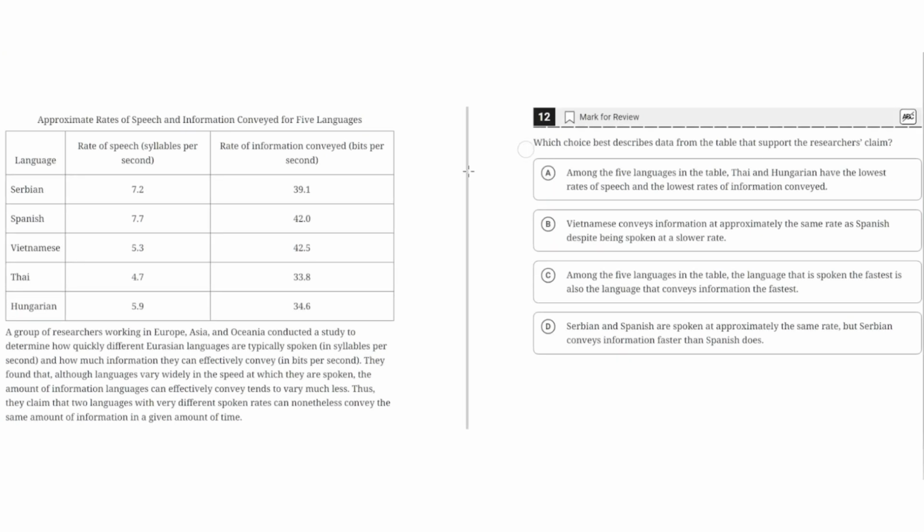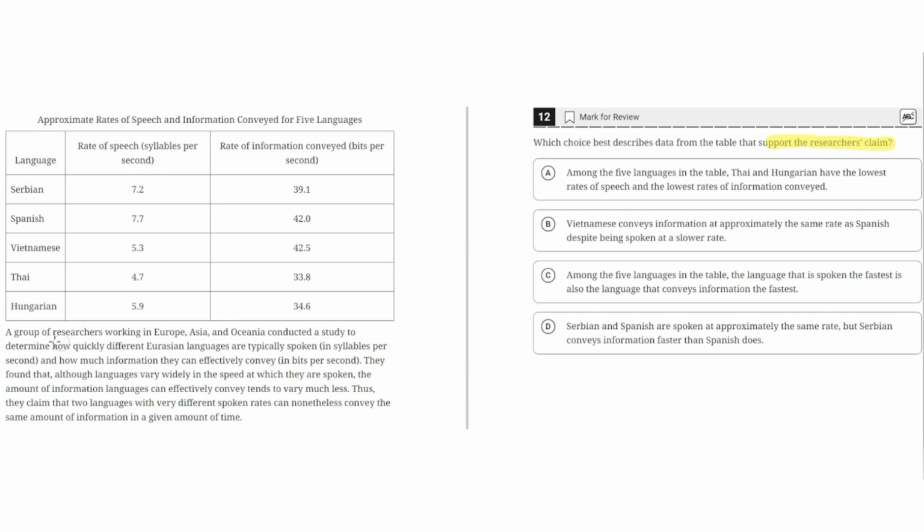So here's one of those questions from before, and let's solve it, show how hard it actually is. So the question says, which choice best describes data from the table that supports the researcher's claim? So we'll be reading this text to find the researcher's claim, and then use the information in the table to find the correct answer choice that supports this claim.